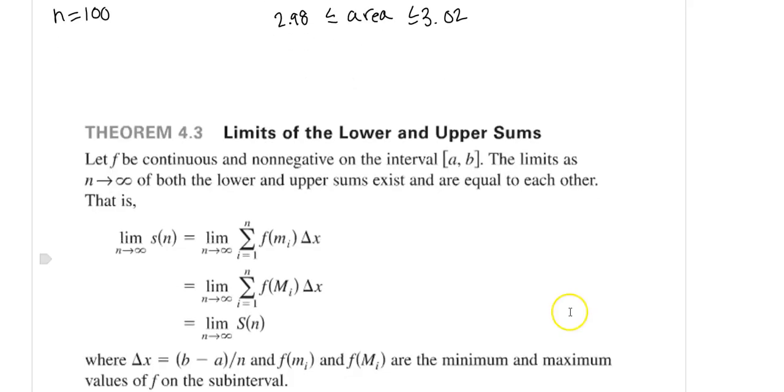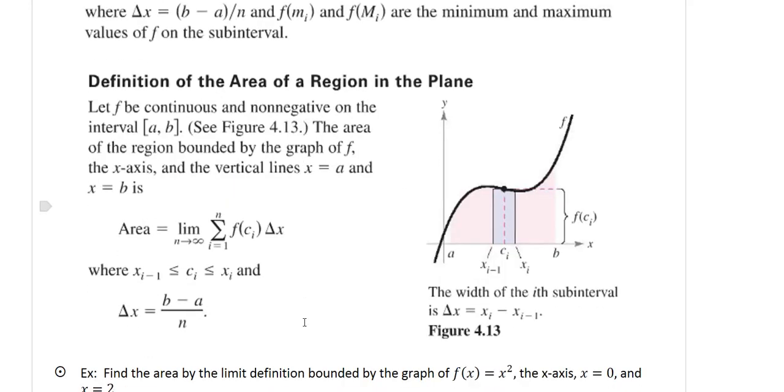So we actually find that the limits of the lower and upper sums are exactly the same as n approaches infinity. So if we let f be continuous and non-negative on the interval from a to b, the limits as n approaches infinity of both the lower and upper sums exist and are equal to each other. So if you take the limit as n approaches infinity of the lower sum and the limit as n approaches infinity of the upper sum, you get the same exact value if it exists. So this actually defines the area of a region in a plane, and it's a way to find it exactly, or a way to approximate it very closely without any real problems.